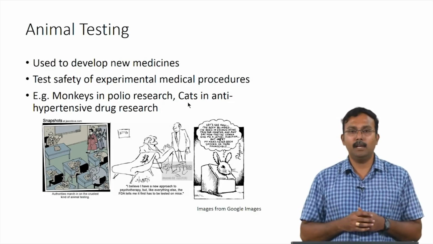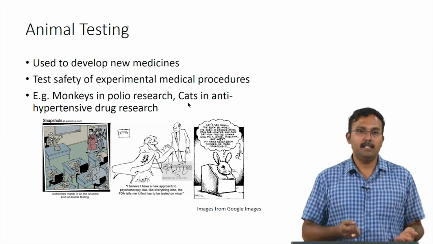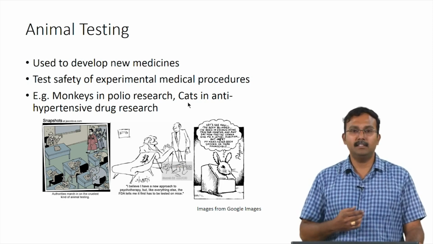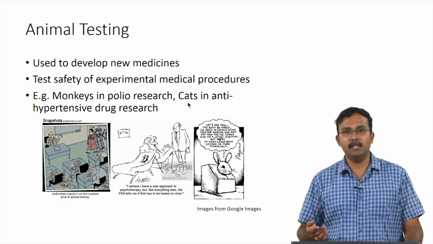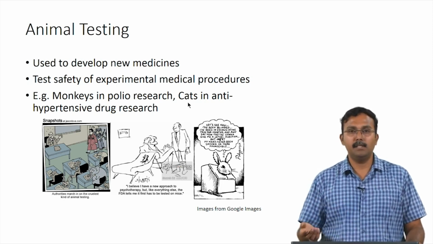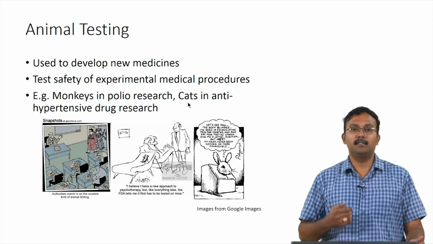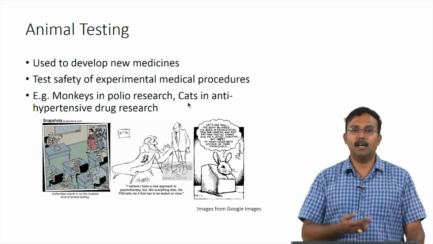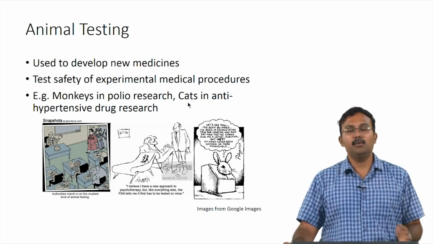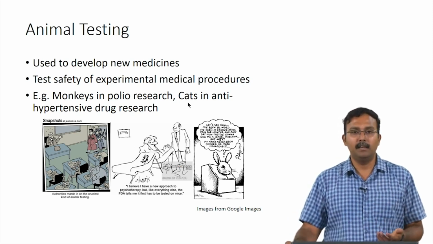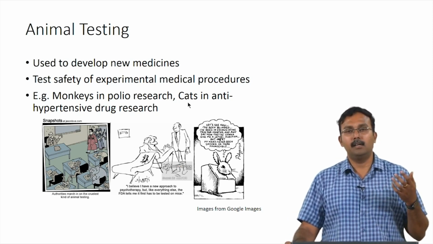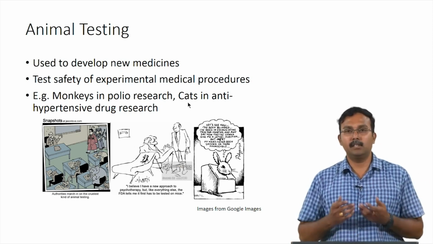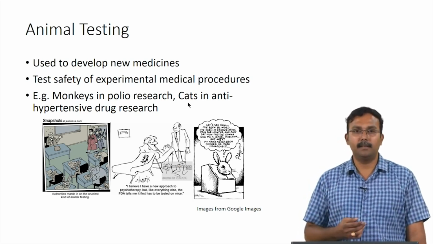When you are talking about animal testing, people have done this in the past. It is used to develop new medicines or therapies. Testing safety of experimental medical procedures is important to be done in animals before it can be tested in humans. Some of the examples would be monkeys which were used for polio research, or cats for hypertensive drug research. So, these are some of the common things which people have done. However, is this acceptable? Is this truly a representative model? Those are some of the questions which cause an ethical debate.